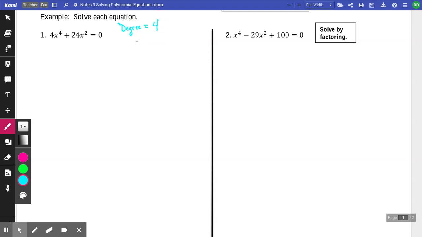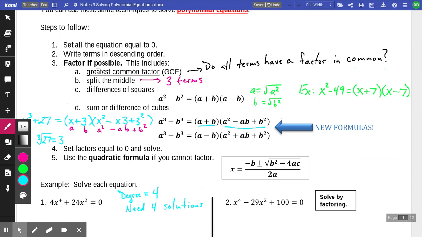And because of that, what we need are 4 solutions. And that's what I'm going to show you how to find. So just reminding you, the very first thing we said about trying to factor, we're not going to graph this today, but the first thing we said to do was check for greatest common factor.